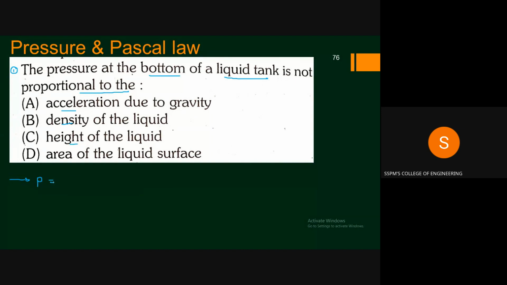So P is equal to rho g h. Okay, so here pressure is proportional to density, pressure is proportional to acceleration due to gravity, and pressure is proportional to height. Okay, so option A, it is proportional to this, so this is not the answer. It is proportional to density and proportional to height. Okay, pressure does not depend on the area of the liquid surface. Okay, so the correct option here is option D. So pressure is not proportional to the area. Okay, so option is option D.